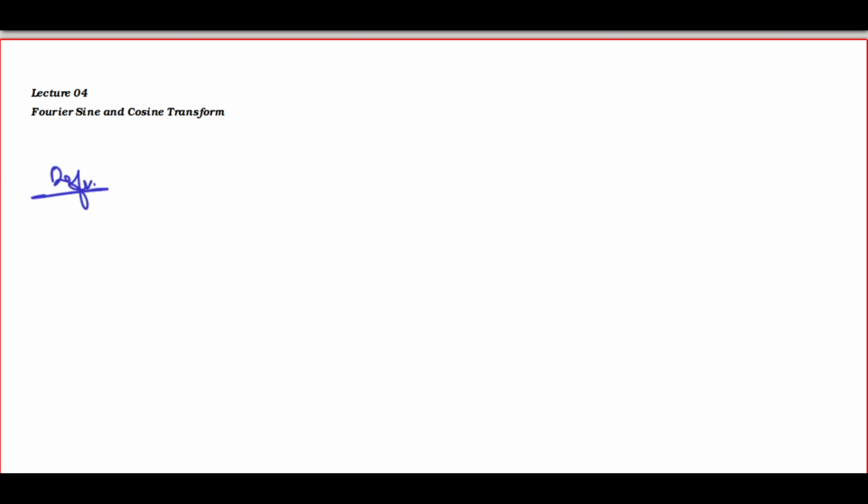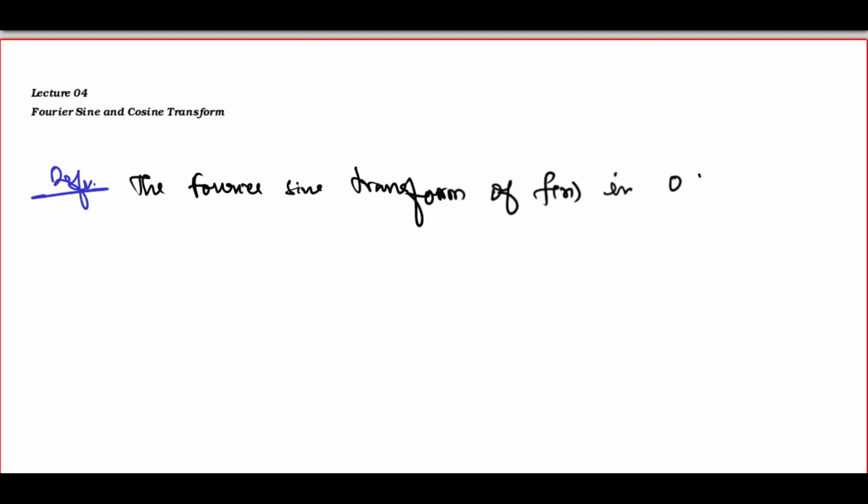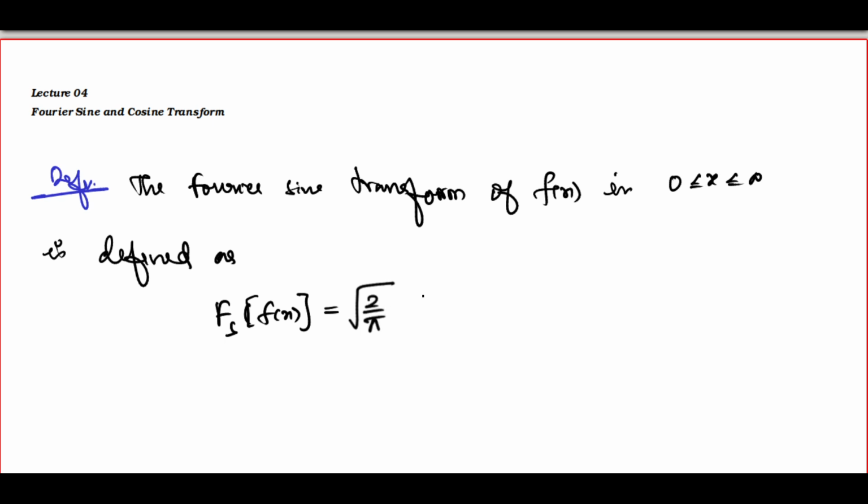Definition. The Fourier sine transform of f of x in 0 less than or equal to x less than or equal to infinity is defined as, we denote it by Fs of f of x, that is square root of 2 by pi integral 0 to infinity f of x into sine sx into dx.